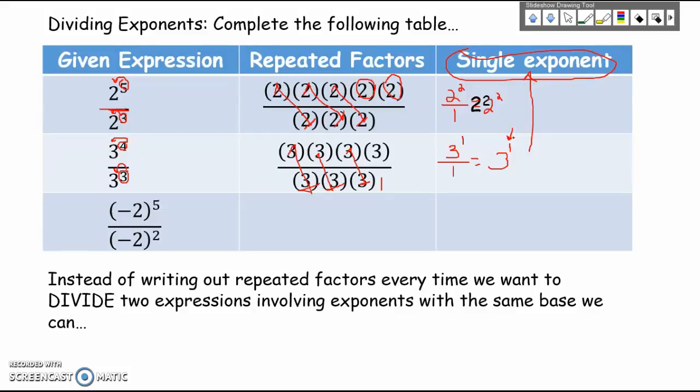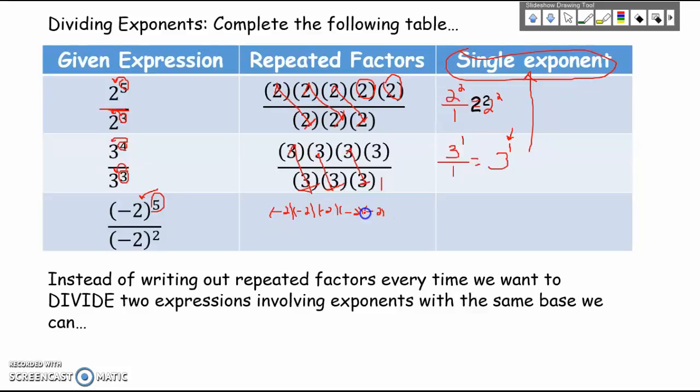You don't get it right. Let's look at this next one. The 5 tells us to rewrite the negative 2 5 times. So we have negative 2 times negative 2 times negative 2. And please make sure yours is nice and neat so you can read it. Times negative 2 times negative 2.